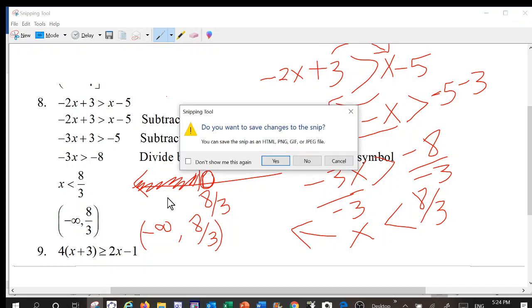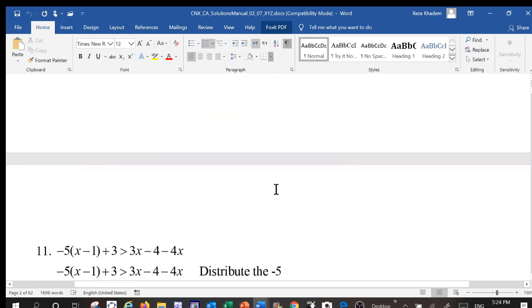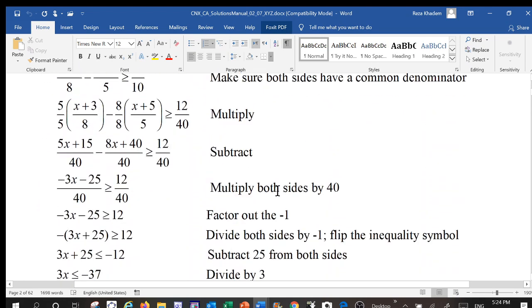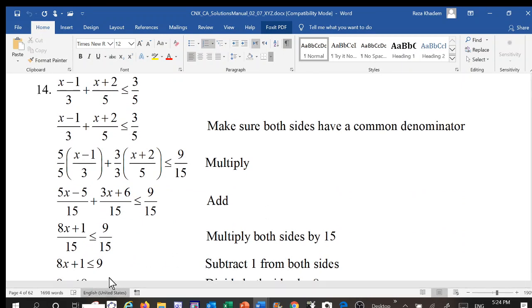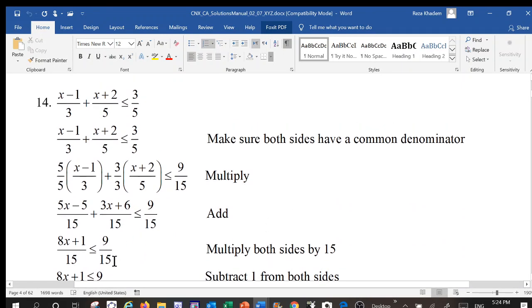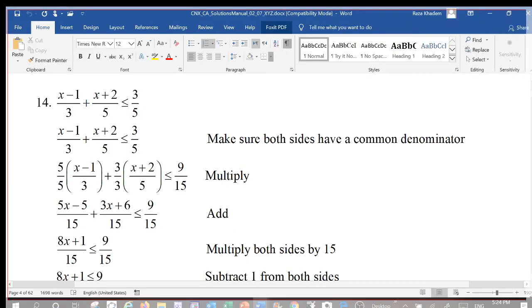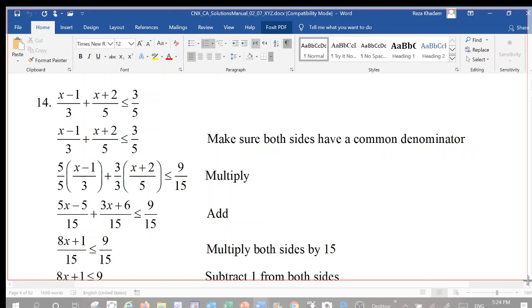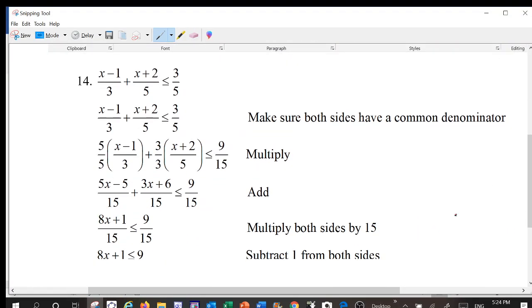Now we also wanted to do number 14. So let's go to number 14 and see how we can do this one. Well, in number 14, let's get some space so we can work on it. So in number 14, what we have to do is, first we can get rid of the fractions. You get rid of the fractions, the denominators.